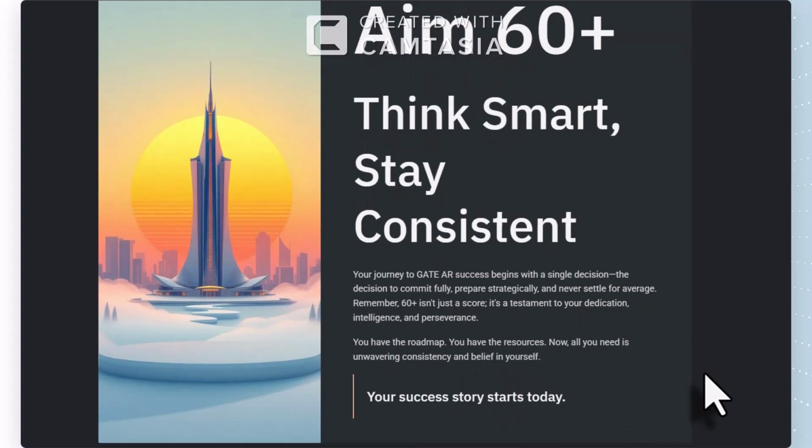Aim 60 plus, think smart, stay consistent. Your journey to GATE Architecture success begins with a single decision: the decision to commit fully, prepare strategically and never settle for average. Remember, 60 plus isn't just a score. It's a testament to your dedication, intelligence and perseverance. You have the roadmap, you have the resources. Now all you need is unwavering consistency and belief in yourself. Your success story starts today.